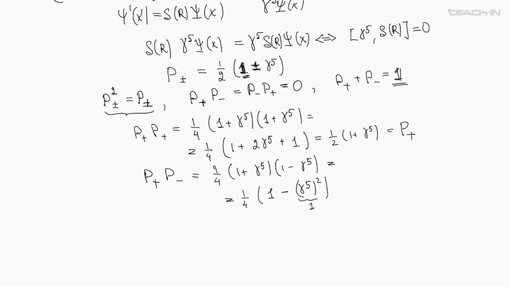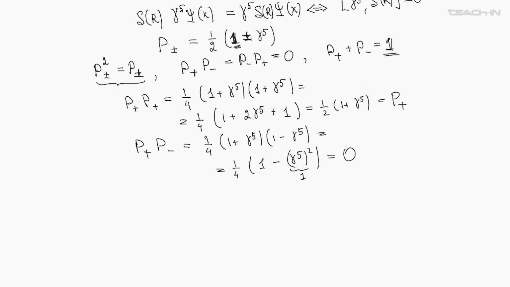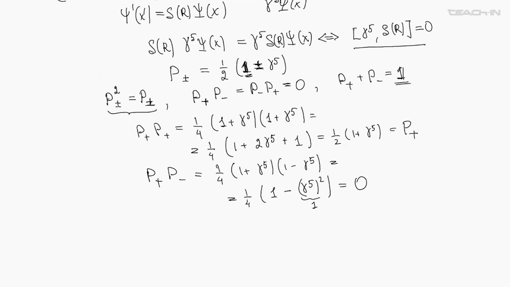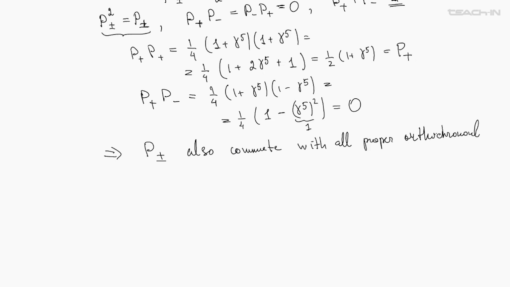They are projectors, yes, and these projectors are orthogonal, and moreover, they provide a decomposition of the identity. So this means also that, from the explicit expression and the properties that gamma 5 commutes with proper orthochronous Lorentz transformations, it follows from here that P plus minus also commute with all proper orthochronous Lorentz transformations.